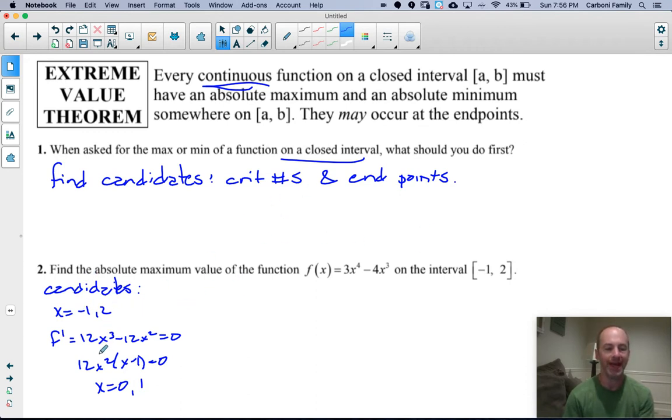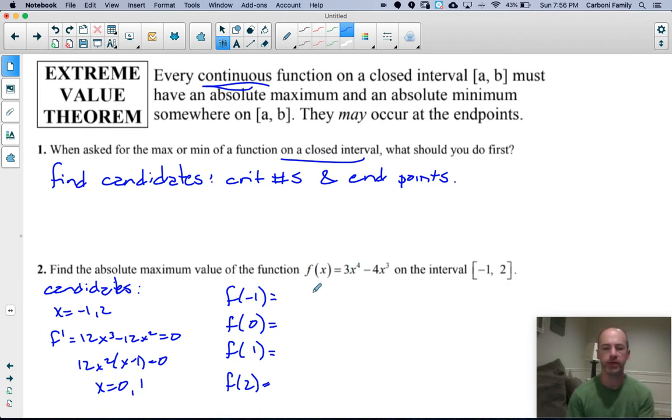And then once I have all my candidates, if I have the function, the easiest way to establish which one is the absolute max or min is to simply plug in the candidates. I have my left endpoint of f of -1. I'm going to plug that in. I'm going to plug in my two critical numbers of 0 and 1, and then I will plug in my last candidate, which is the right endpoint of x equals 2.